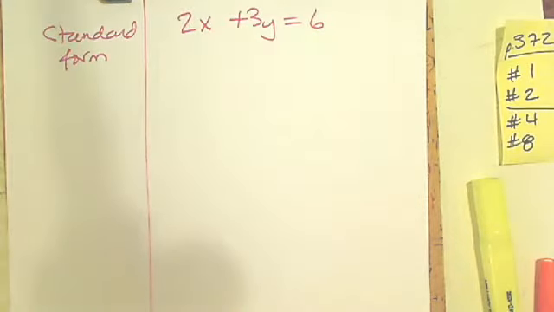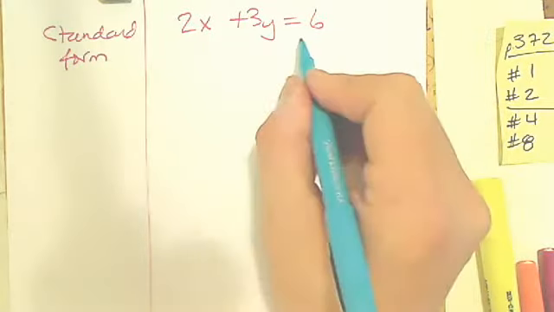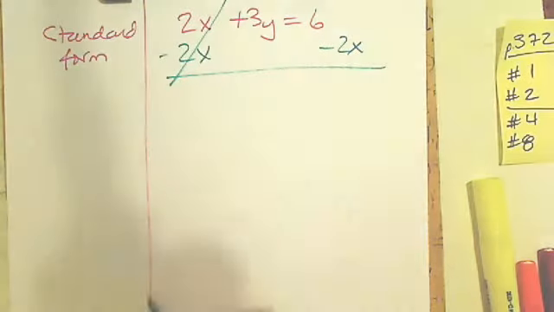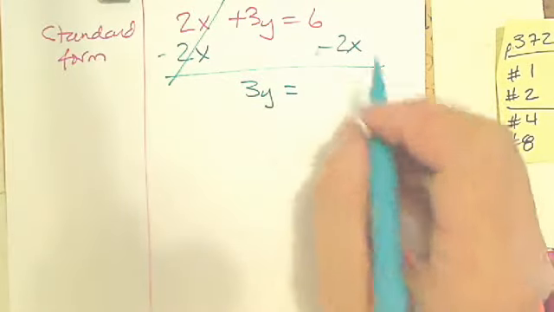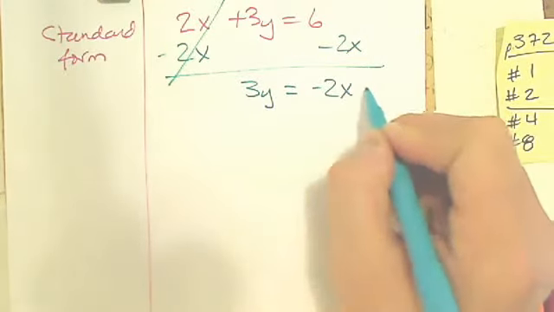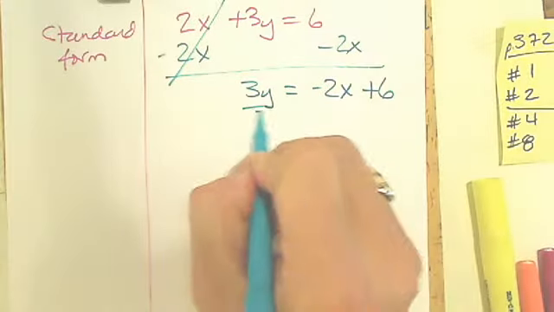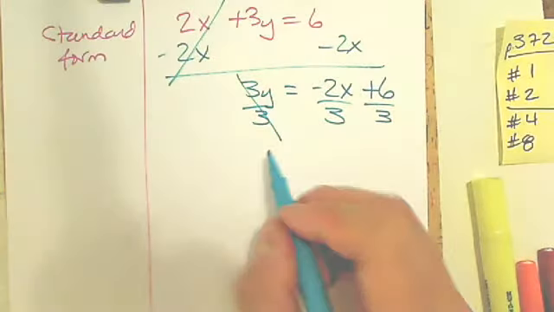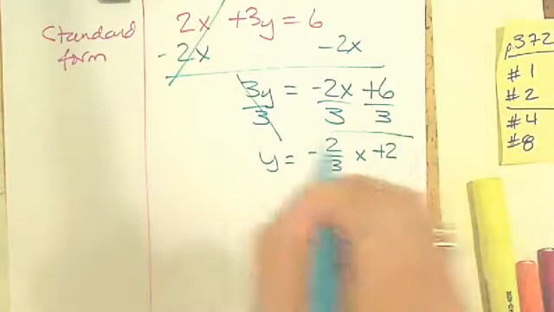So in this problem, Daniela, what do we have to move over first? Subtract 2x on both sides of the sign. Okay. Bring down the 3y. Put it in order. -2x plus 6. This is not correct yet. Divide by 3, Sergio. Divide by 3. That reduces the y to be y by itself. -2/3 x plus 2.